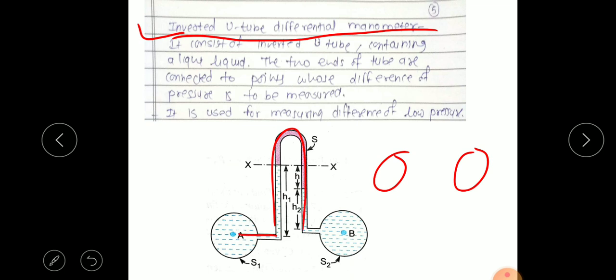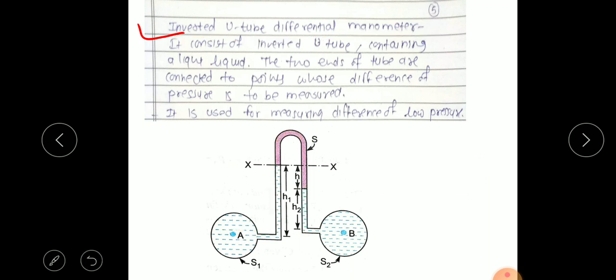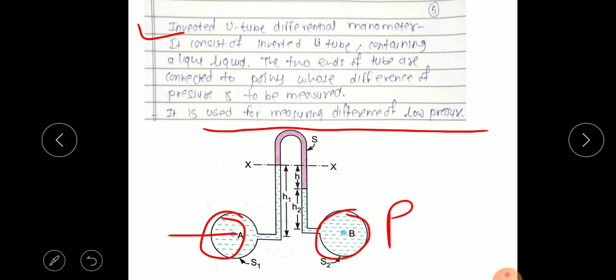So the same U-tube manometer is used, but the U-tube pipe is in the inverted shape. Here the inverted U-tube manometer is mainly used for measuring differences of lower pressures. Here we can consider point A, where Pa is the pressure, and at point B, Pb is the pressure. The specific gravity of the fluid at A is S1, and at B it is S2.